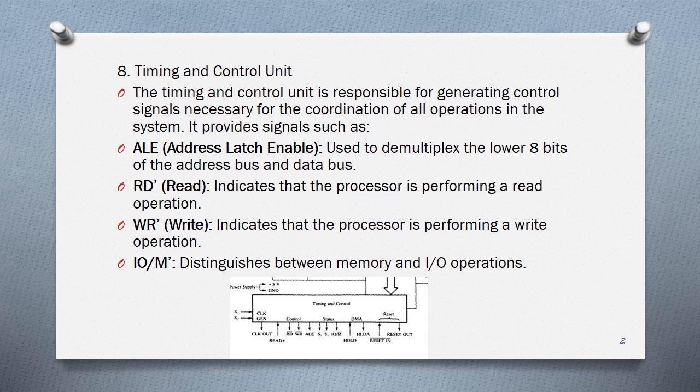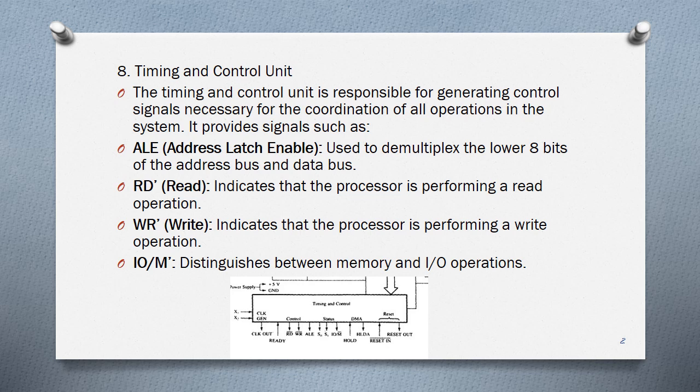You have another 2 signals like hold and hold acknowledge. These 2 signals are related to the DMA operation. What is DMA? DMA is direct memory access. DMA is used to transfer a bulk of data between the memory and the external devices without the intervention of the processor. So the processor will not be wasting its time. Instead, the DMA will take over control and make a bulk transfer of data between the memory and the external devices.